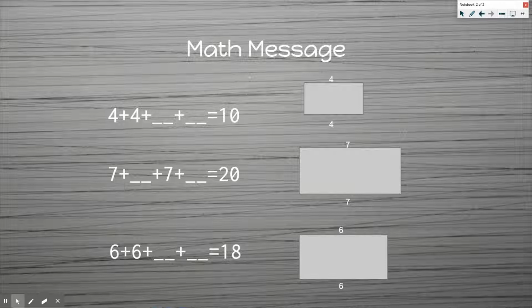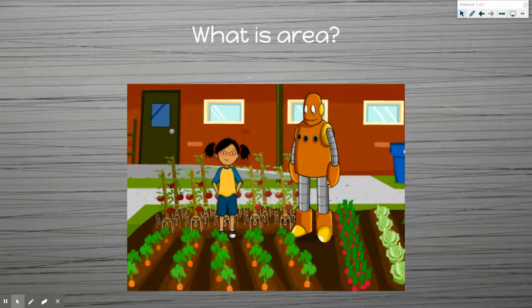We are going to continue using that to help us find the area and perimeter. We are going to be watching this video on Brain Pop, and you are going to be paying close attention to what area is. Area is similar to perimeter, but it is different.